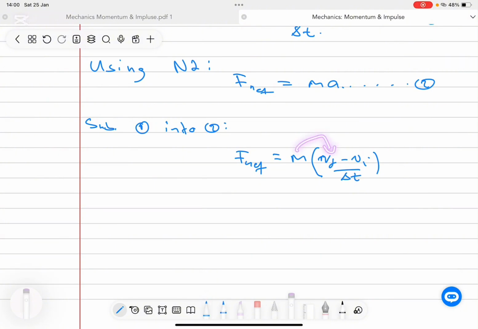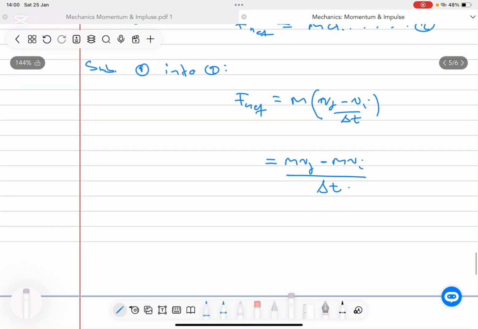Now at this stage, I'm going to multiply the m with the v final and the m with the v initial, because I'm using here the distributive property. The m has to be distributed on the vi and the vf. So this means here I'm going to have m v final minus m v initial all over the change in t. Because really what we have here is 1. So you can just multiply the 1 by the change in t, you'll get the change in t.